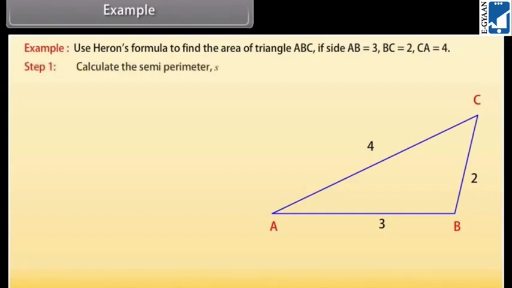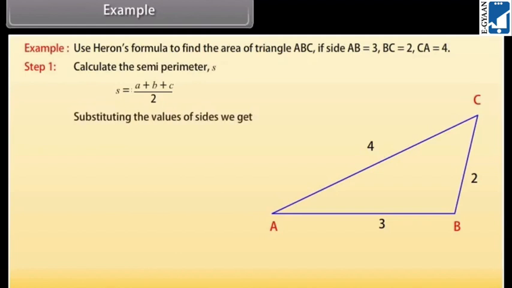Step 1. Calculate the semi-perimeter S, which is equal to (A plus B plus C) upon 2. By substituting the values of sides we get S is equal to (3 plus 2 plus 4) whole upon 2. And by solving this we get S as 4.5.